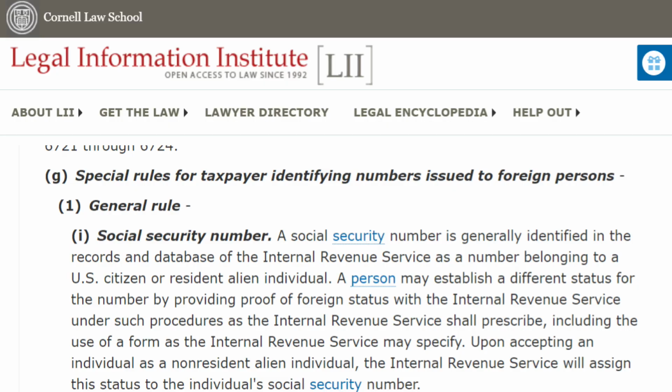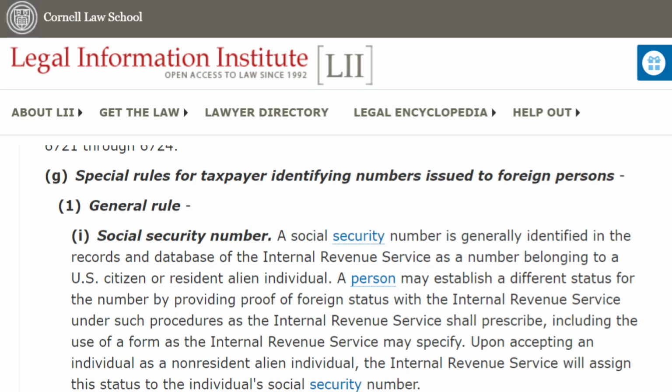Under CFR subsection 301.6109, identifying numbers, subsection G1, Social Security number. A Social Security number is generally identified in the records and database of the Internal Revenue Service as a number belonging to a U.S. citizen or resident alien individual.